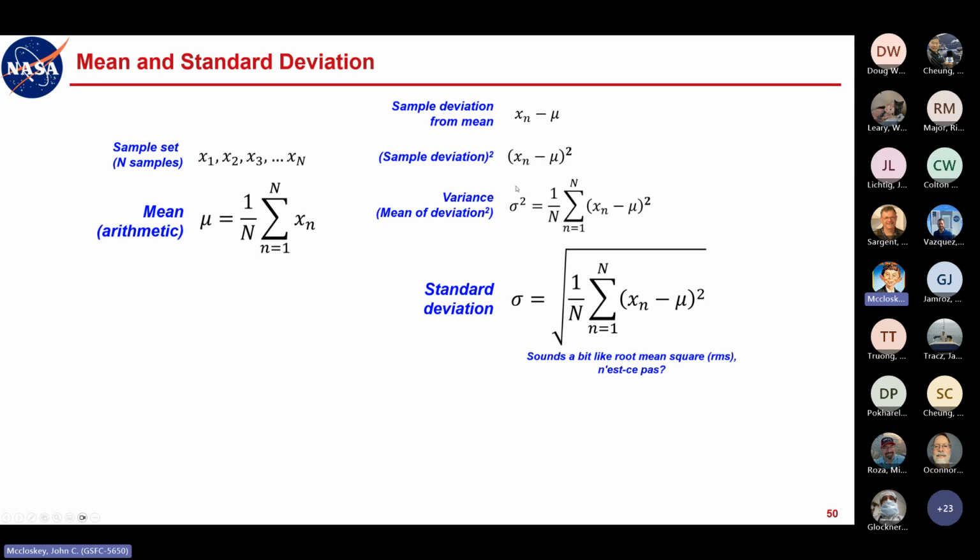So you're squaring something, taking the mean of the square, and then taking the square root. Kind of sounds like root mean square, right? And so for thermal noise, that sigma value is the RMS value of the noise, and we're going to come back to that.